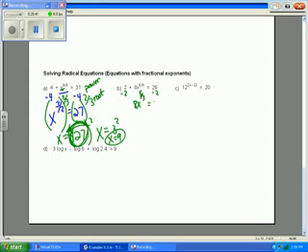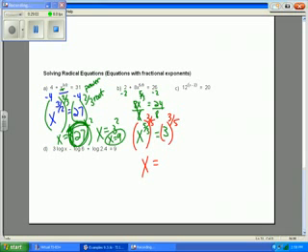8x to the 5/3 is 24. Divide by 8 to isolate this variable. And once I have that isolated, I need to raise this to its reciprocal power. Raise both sides to the reciprocal power. So x is going to be 3 to the 3/5.